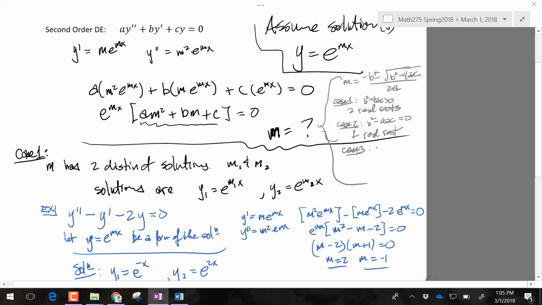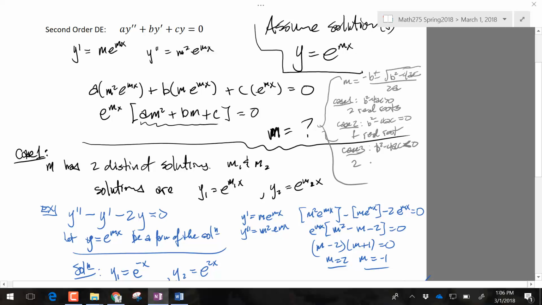And in case 3, by the way, b squared minus 4ac is called the discriminant. It's an important part of the quadratic formula because this is really what decides which case you're in. You don't have to look at the whole thing. You just need to figure out what's happening under the square root to decide it's one of these three cases. So it's called the discriminant because of that.